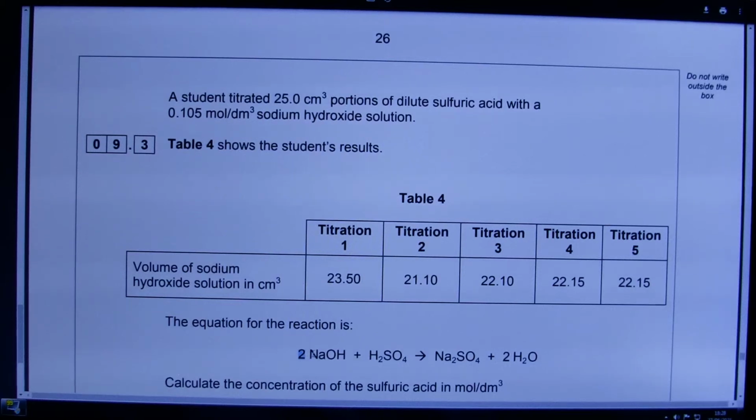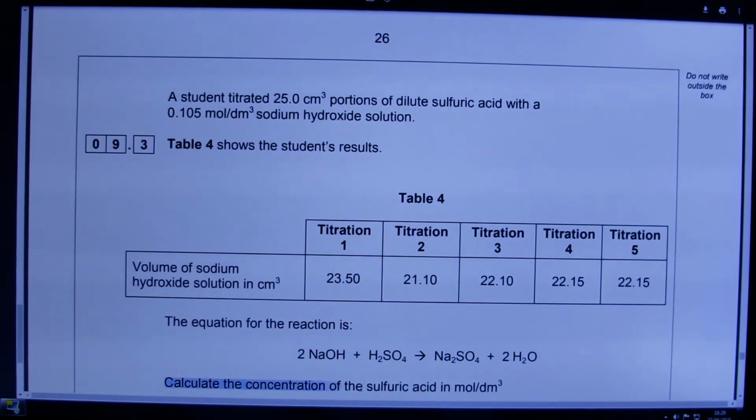You can use the 2 in this equation, so you should divide that by 2 to tell you how many moles of this were neutralised. That will tell you how many moles of this were in 25 cc's of your sulfuric acid sample, and you just multiply by 40 to get the concentration. As it says, calculate the concentration of the sulfuric acid.